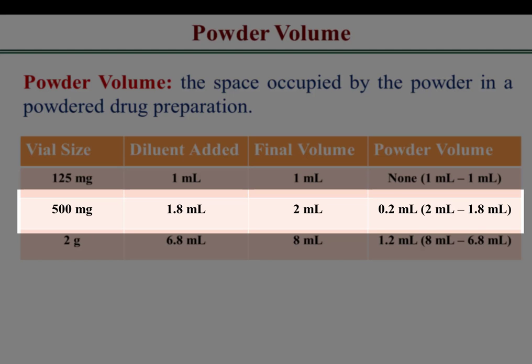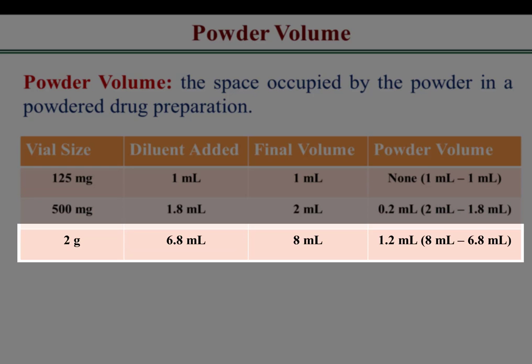If you look at the 500 milligrams, you add 1.8 ml of diluent, you end up with a final volume of 2 ml, and the powder volume is 0.2 ml. That's because you subtract the volume of the diluent from the final volume to determine the powder volume. Same thing for the 2 grams: 6.8 ml of diluent gives you a final volume of 8 ml, and you end up with a powder volume of 1.2 ml. So the more significant the powder volume, the more difference it will make when you're calculating the final concentration.